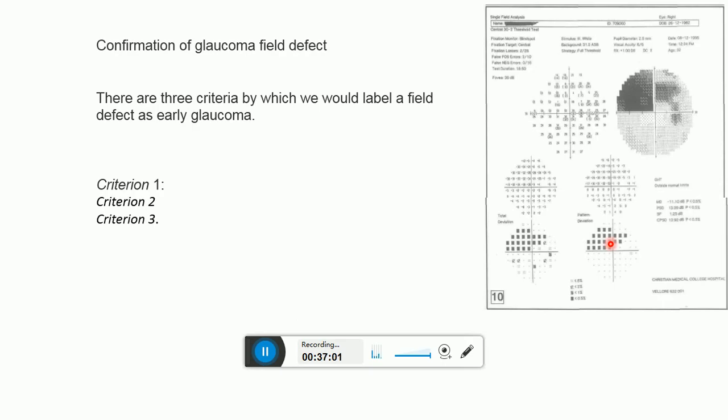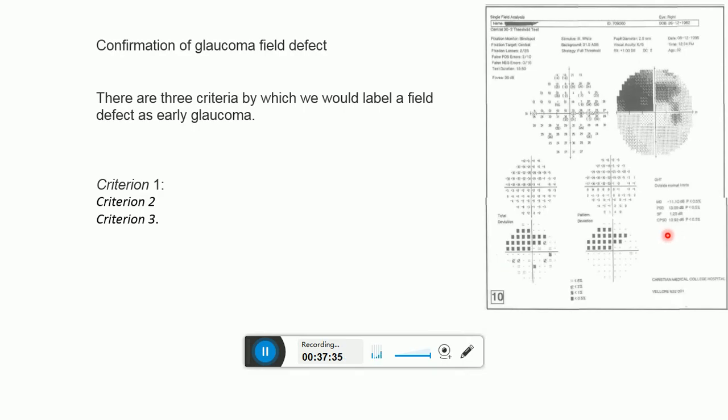One of those points should be depressed to an extent expected in 1% of the population. These points should be clustered in the arcuate area. In this figure, one can see there are more than 3 such points in the pattern deviation plot, and all of them are depressed to an extent expected in less than 0.5% of the population. So this is criteria 1.